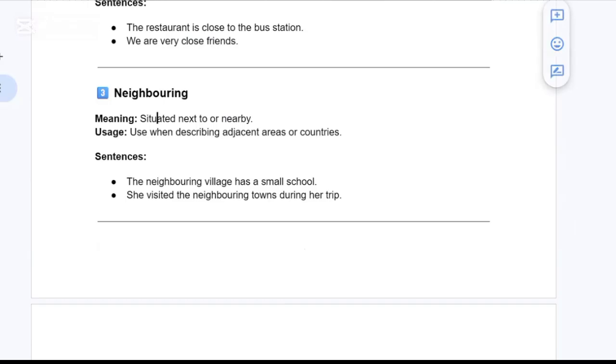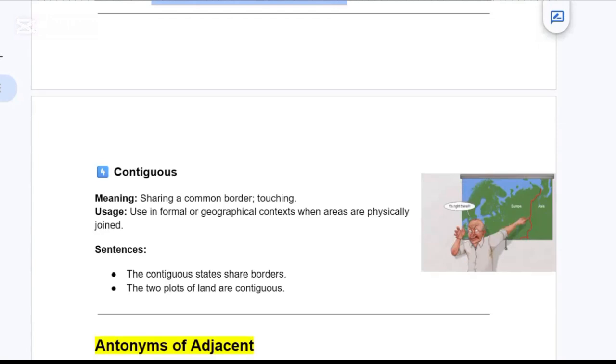Neighboring: situated next to or nearby. Used when describing adjacent areas or countries. The neighboring village has a small school. She visited the neighboring towns during the trip. Contiguous: sharing a common border or touching.